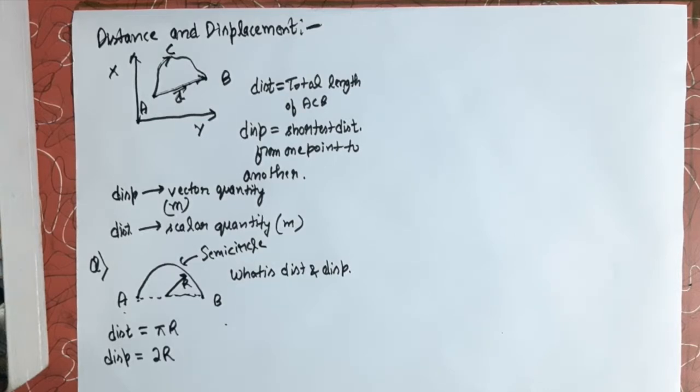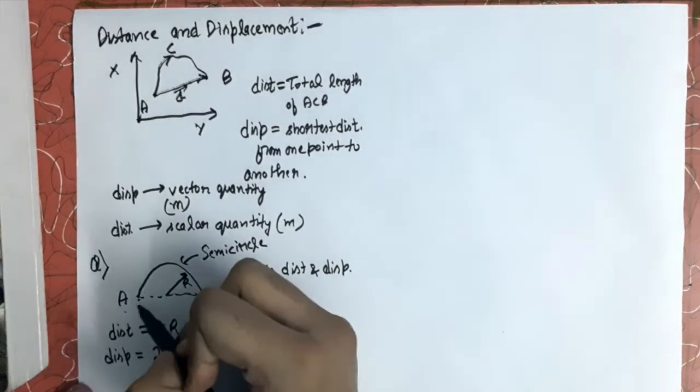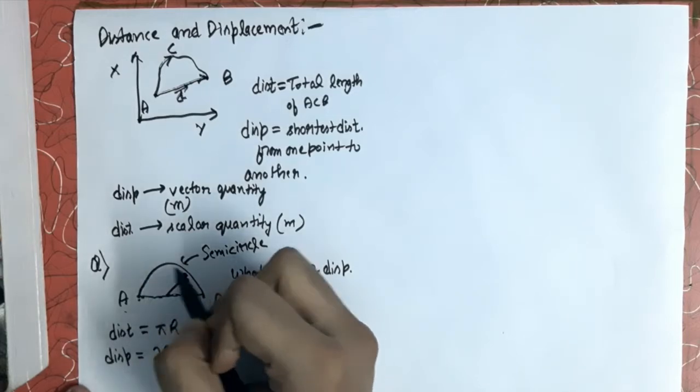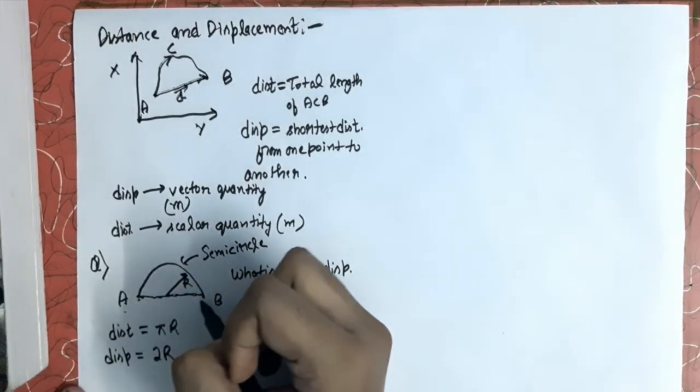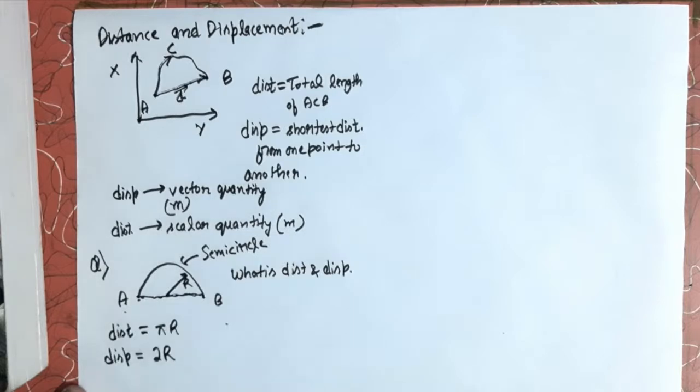They can be the same, it's not that they cannot be the same. Suppose the person would have taken this path, not this path, then the distance was also 2r and the displacement was also 2r. So this was all about distance and displacement.